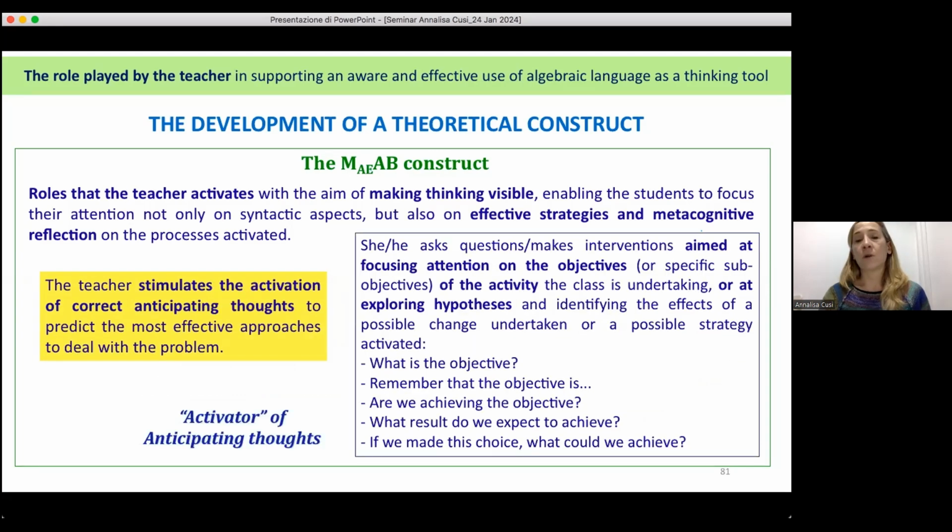The role of activator of anticipating thoughts is played when the teacher stimulates the activation of correct anticipating thoughts to predict the most effective approaches to deal with the problem. So, in order to activate this role, she proposes interventions aimed at focusing the attention of the students on the aims, on the objectives of the activity, or at exploring hypotheses and identifying the effects of a possible change or of a possible strategy that is activated.